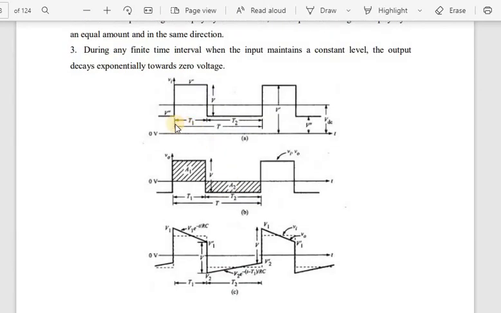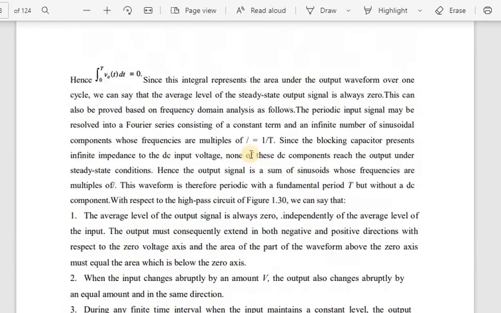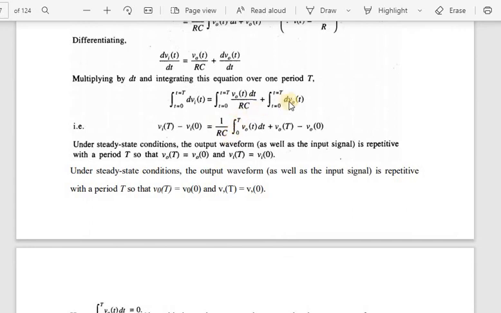So one period of time means this is one period. I am considering this one period of time, and that's the reason I am taking it as 0 to T. Then you have to integrate this and multiply it with dt. So overall the equation that you will be getting is Vi of T minus Vi of 0 is equal to 1 by RC integral from 0 to T of V naught of t dt plus V naught of T minus V naught of 0.